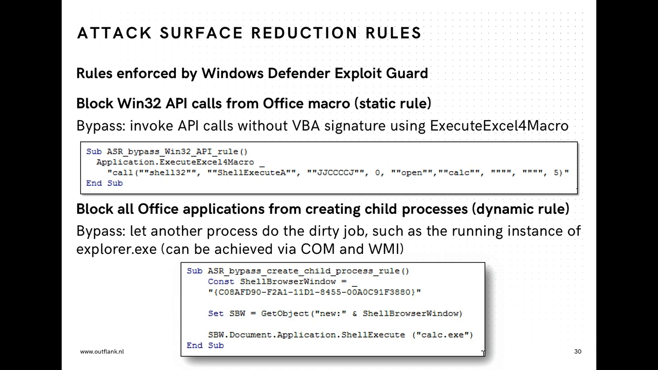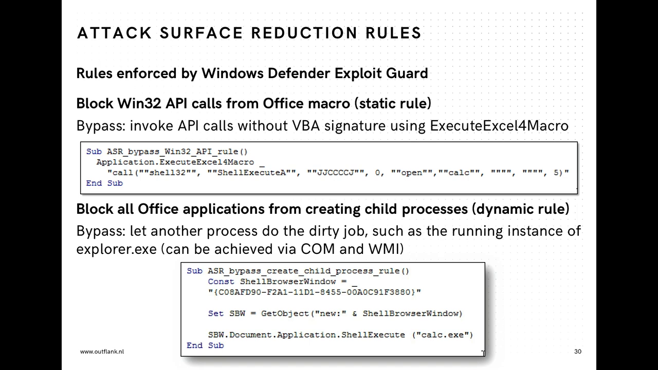For the other rule that's there, block office applications from creating child processes, that's a dynamic rule. So that's enforced during runtime. It's not a scan of the VBA code. And the whole trick there is to let the dirty job of starting another process be done by another program, for example, a running instance of explorer.exe.